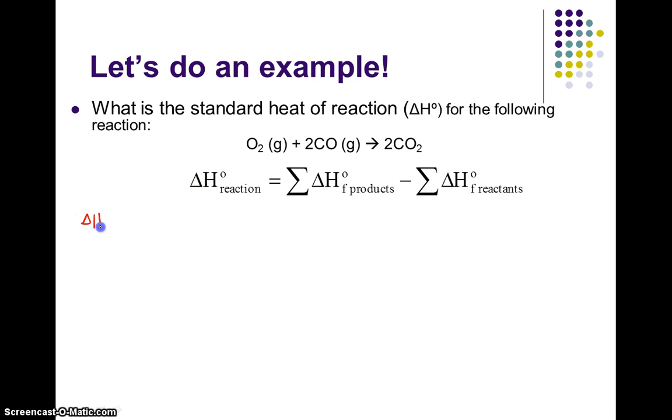If we look in our text, we'll find the delta H of O2 is 0 kilojoules per mole, which should make sense because we already know that free elements have a delta H of 0. The delta H of carbon monoxide is found in your textbook to be negative 110.5 kilojoules per mole. And the delta H of carbon dioxide in your textbook is found to be negative 393.5 kilojoules per mole.